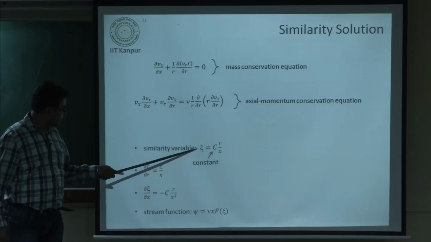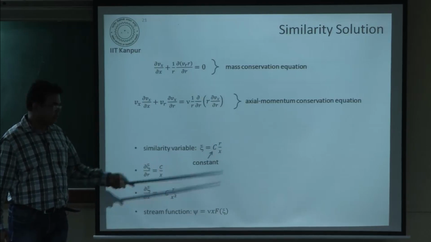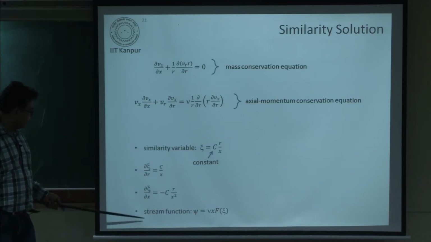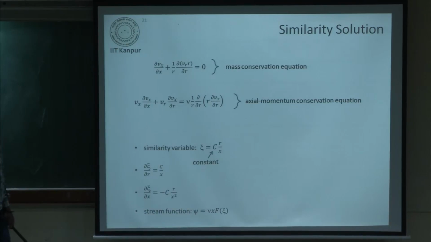So, we assume this similarity variable zeta is equal to C times R over X, and then if you carry out this differentiation, the stream function is defined like this in this case. We have to see whether this stream function is satisfying the continuity equation, that we will eventually see.